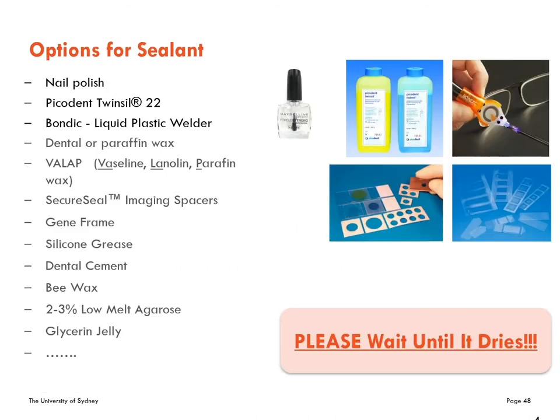Then you can use different types of sealant to seal your sample to avoid evaporation. The most commonly used, of course, is nail polish, but we can also use Twin-Sil 22, which is a 1-to-1 mixture of the yellow and the blue Twin-Sil. Or nowadays, we use Bond, which is a liquid plastic welder, to mount the slice. You can also use dental wax or homemade Vaseline mount sealant. You can also buy imaging spacers that are a bit pricier, or Gene Frame, also an imaging spacer and sealant. You can also try beeswax, agarose, or even jasmine jelly. But remember, please wait until it's dry before you put it on the microscope, or once it gets onto the objective, it's very hard to get rid of.